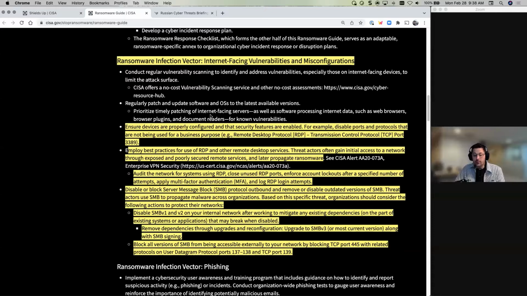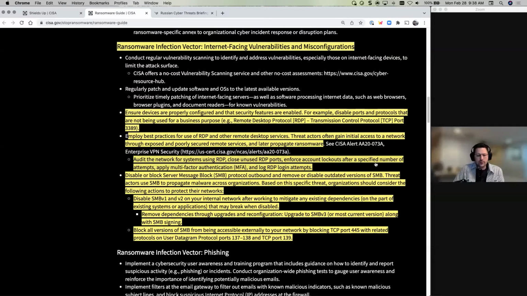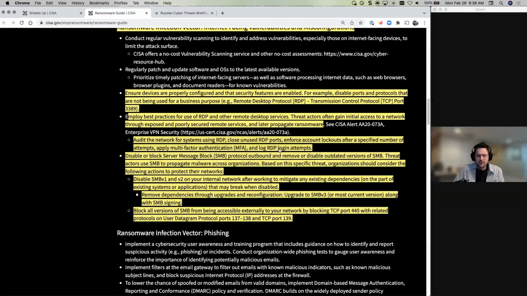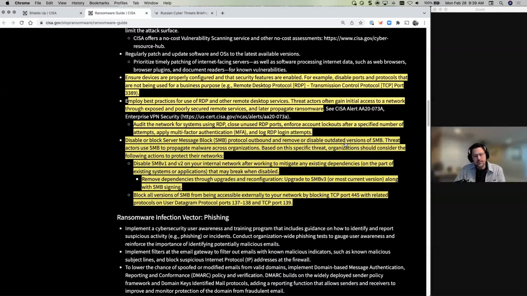ExtraHop looks for RDP transactions that are unusual, and we look for RDP transactions to routable IP addresses. It's talking about auditing RDP ports and ensuring account lockout after a specific number of attempts. Those are all things that ExtraHop looks for. Disable or block SMB protocols. That's Windows file share, and that's how ransomware is typically propagated. So you want to make sure that at the very least, we're blocking the SMB port.